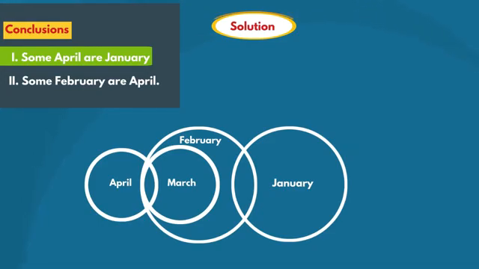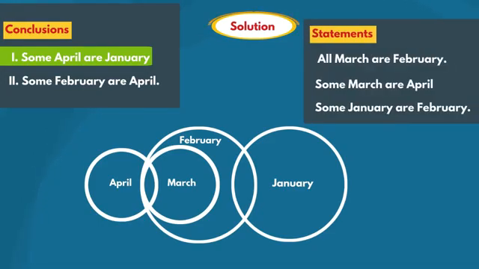In the statements, they didn't give any relation between April and January. Here in the diagram also, there is no direct relation between April and January. So conclusion 1, some April are January, is false.